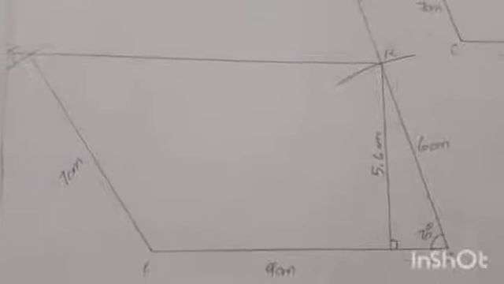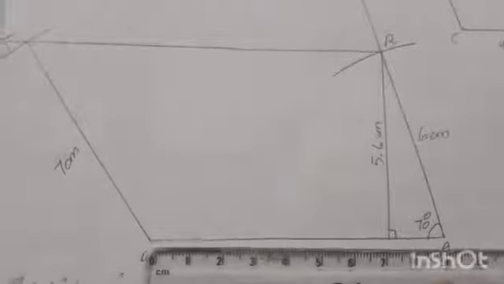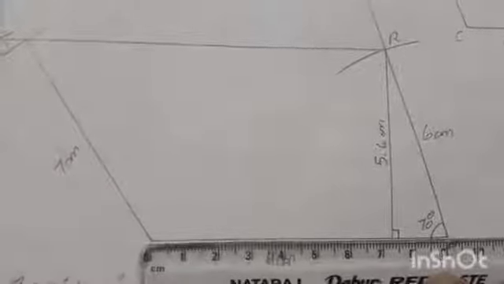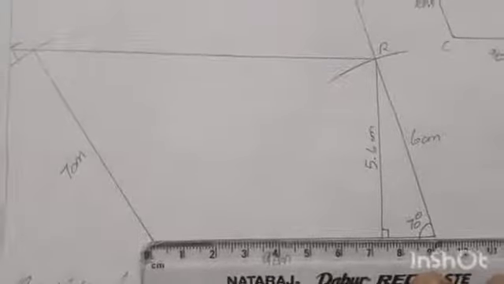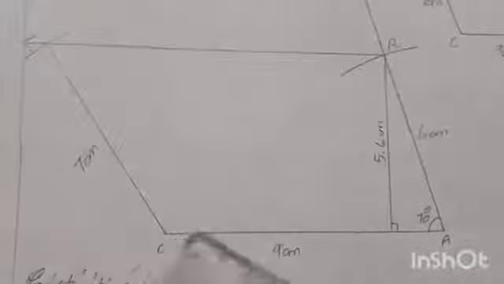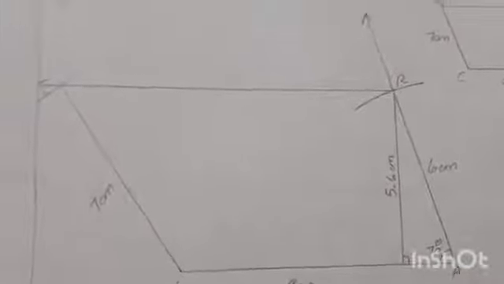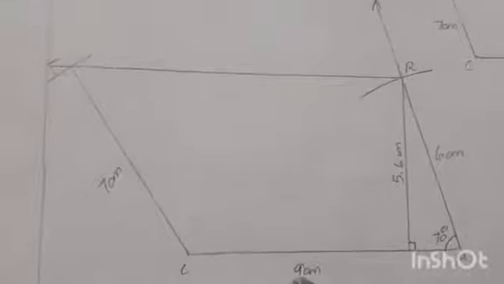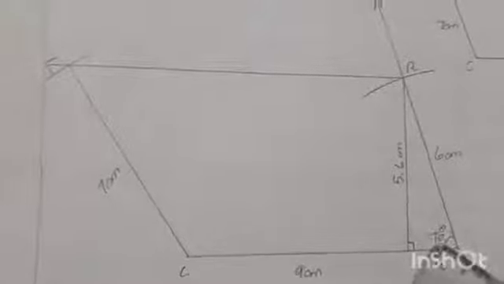Now the fair diagram. First you have to draw the line segment CA equal to 9 cm. Draw one line segment for 9 cm. Then, when an angle is given, first we have to complete that angle. After completing the baseline, we have to measure 70 degrees.